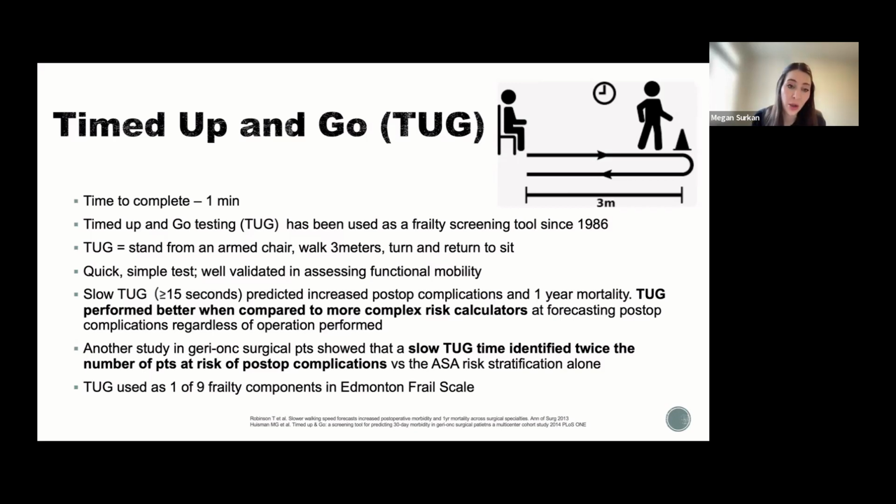A slow timed up and go, defined as over 15 seconds, predicted increased post-op complications and 1-year mortality. Despite being so simple, it performed better than more complex risk calculators at forecasting post-op complications, regardless of what kind of surgery was done. Another study looked at geri-oncology patients that underwent surgery and showed a slow TUG time identified double the number of patients at risk of post-op complications versus the ASA risk stratification alone. So despite being quick and simple, it has fairly good evidence that it can identify those at higher risk. We'll get to the Edmonton Frail Scale a bit later, but this is one of the 9 frailty components measured in the EFS.